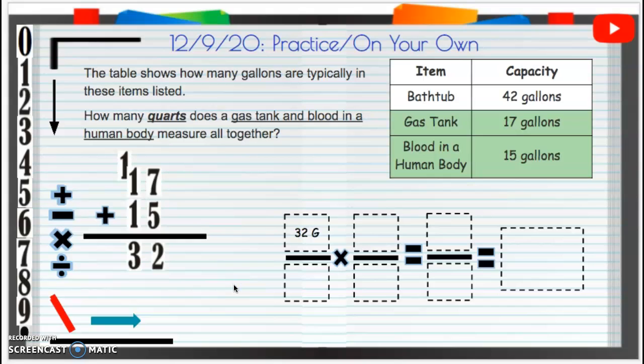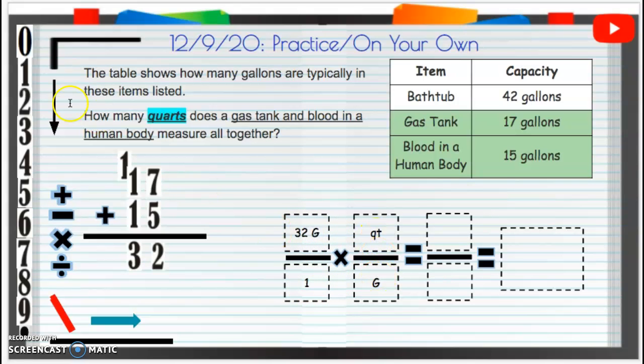Now, we are going to put that over 1 because remember, we can always put something over 1 and still keep its same value. All right, so we're trying to get from gallons to quarts. I'm going to put a Q for quarts, and I'm going to put gallons on the bottom because we're trying to get rid of gallons. Now, 32 gallons over 1.